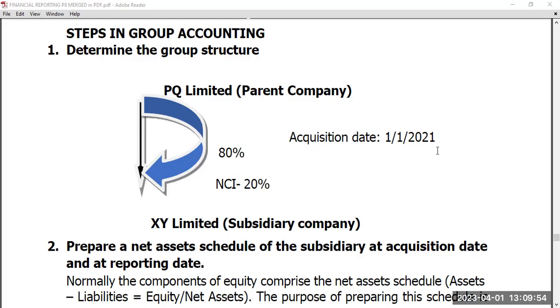So this means that with a parent to subsidiary relationship, the parent at the end of the year must prepare the consolidated financial statements, which combine the financial statements of the parent and those of the subsidiary company. At the end of the day, we need to present the group financial statements, and the only way to do that is by combining the financials of the parent and the subsidiary, because the two have become a single unit.